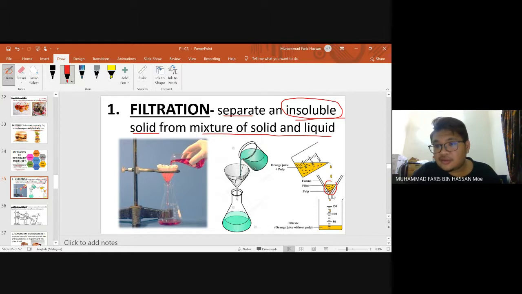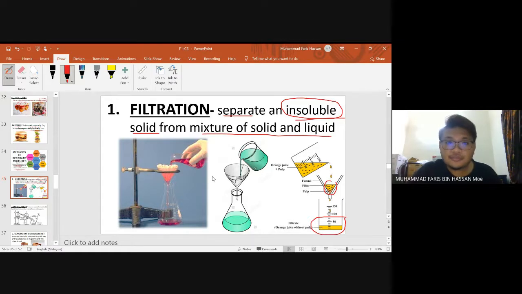So once we collect the orange juice without pulp, the orange juice without pulp is a filtrate. The residue or remainder collected on the top of the filter paper is something that we want to separate from the filtrate. So we can separate by using this method.